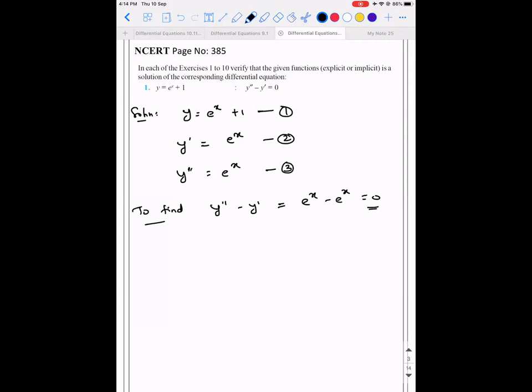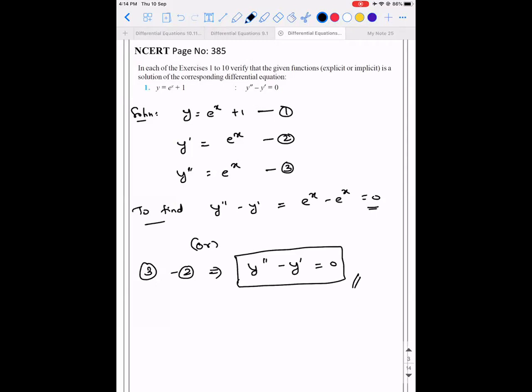This is one way, or the alternate way is subtracting the second equation from the third equation. That would be y double dash minus y dash, which is also equal to 0. Are you able to understand? Yes, sir.